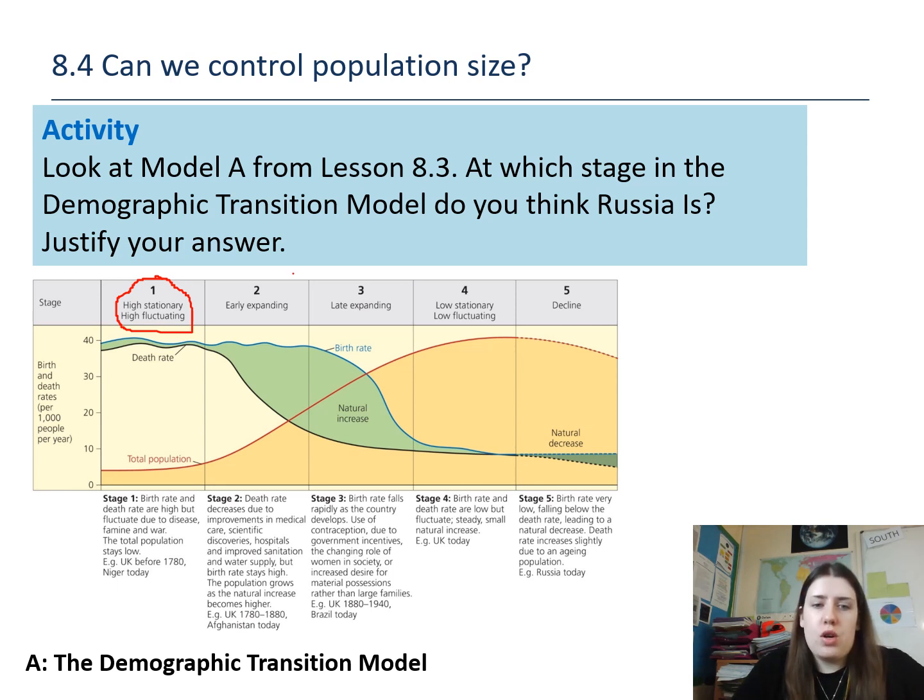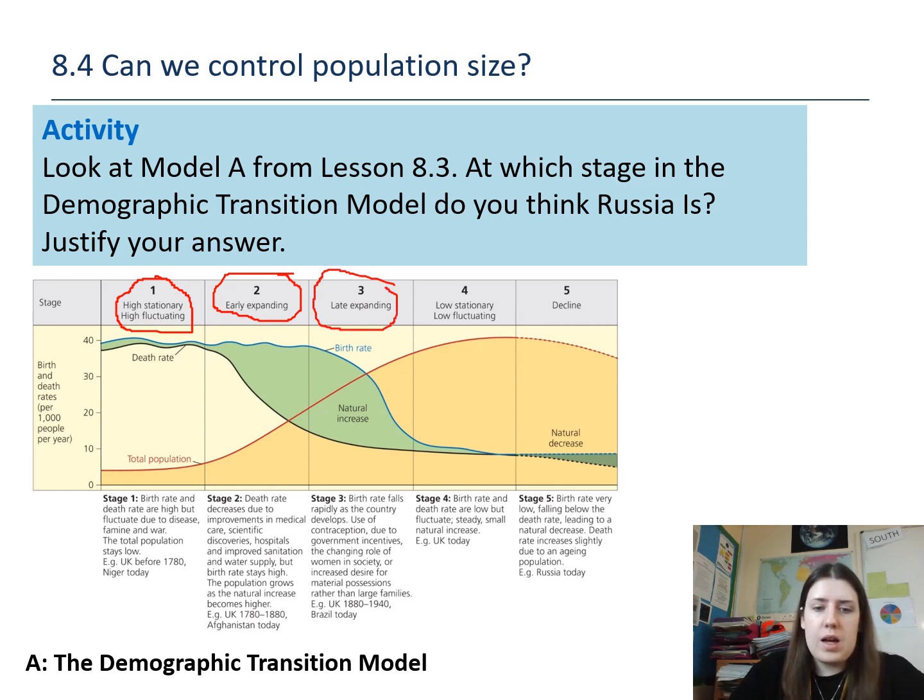In stage 2, early expanding, this is when you see the death rate fall, but the birth rate is still high. This is because you're getting improved medicine, you're also getting improved agriculture, so farming techniques, so less people are dying, so your death rate is going down, and because less people are dying, your population starts to increase.